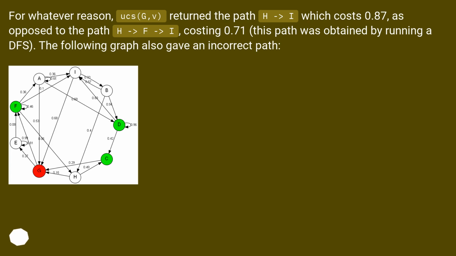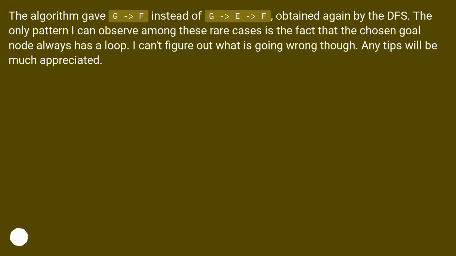The following graph also gave an incorrect path. The algorithm gave G, F instead of G, E, F, obtained again by the DFS. The only pattern I can observe among these rare cases is the fact that the chosen goal node always has a loop. I can't figure out what is going wrong though. Any tips will be much appreciated.